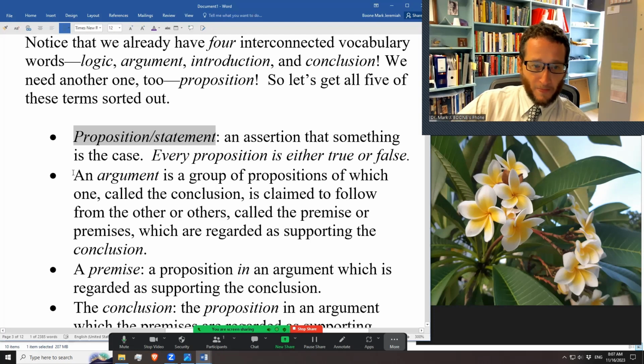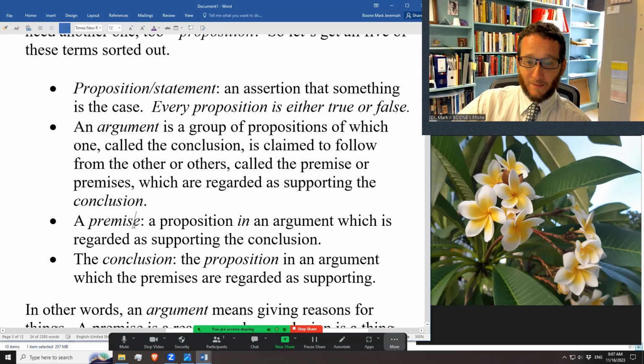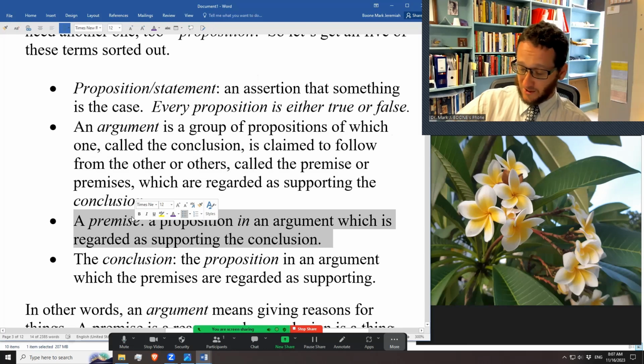An argument is a group of propositions of which one, the conclusion, is claimed to follow from the others, called the premise or premises, and they are regarded as supporting the conclusion. A premise is a proposition which is supposed to support the conclusion, and the conclusion is the proposition which the premises are supposed to support.